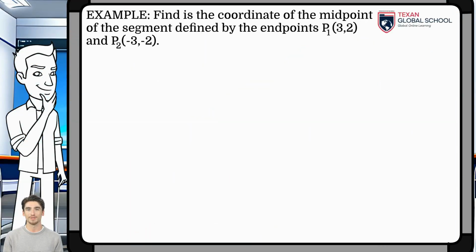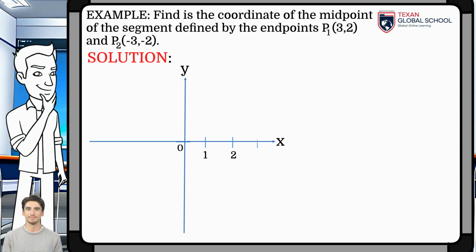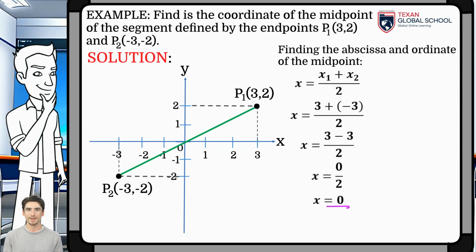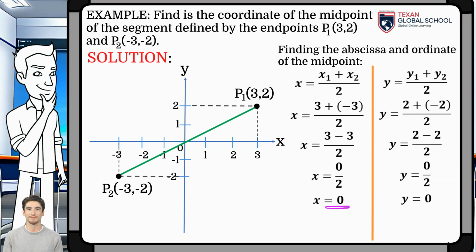We will find the midpoint that divides the line defined by the endpoints P1 with coordinates (3, 2), and the point P2 with coordinates (-3, -2). First, plot the points in the plane. Now calculate the abscissa of the point that divides the line, substituting x1 equal to 3 and x2 as -3. Repeat the process, but now to find the ordinate. Substitute y1 equal to 2, y2 equal to -2. Hence, the midpoint has coordinates (0, 0).